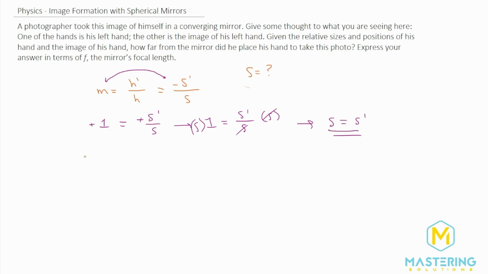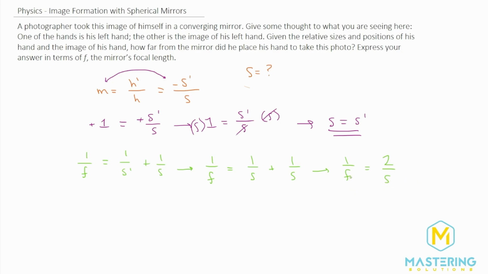Now we're going to use the thin lens equation, which is 1 over the focal length is equal to 1 over the image distance plus 1 over the object distance. And we're going to plug in s for both, because remember, s is what we're trying to solve for. So now we have 1 over the focal length is equal to 1 over the object distance plus 1 over the object distance. We have two fractions, and don't treat this like multiplication. Remember, we're adding fractions. So 1 over the focal length is equal to 2 over s. Now we want to solve this for s.